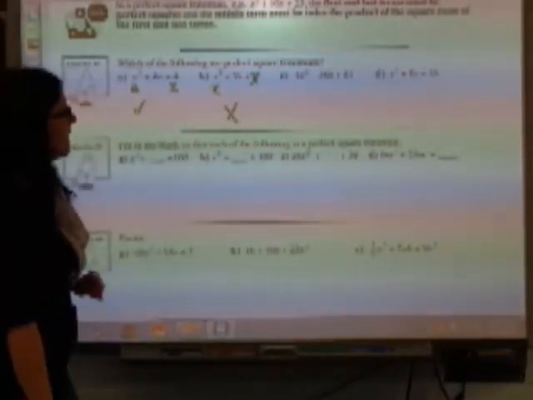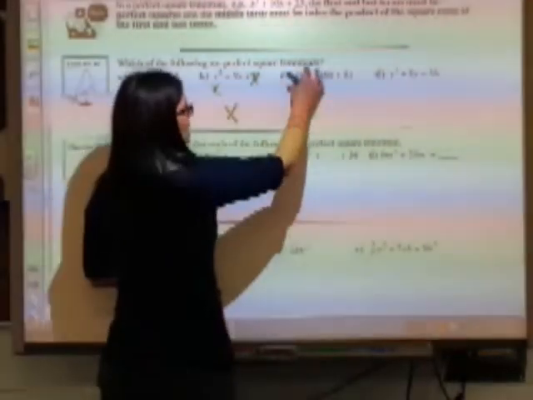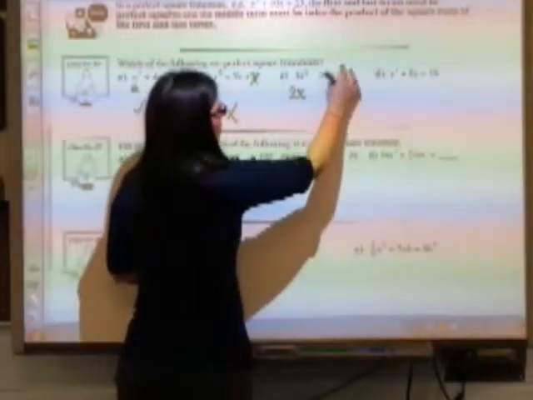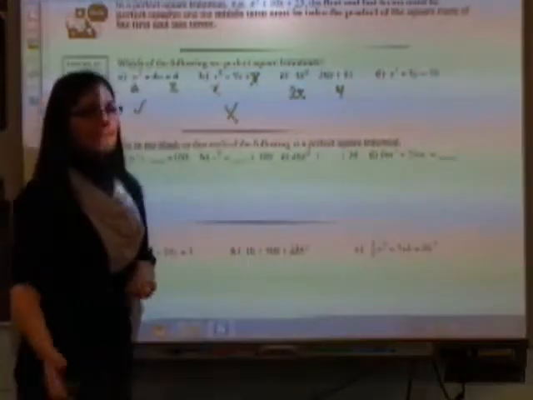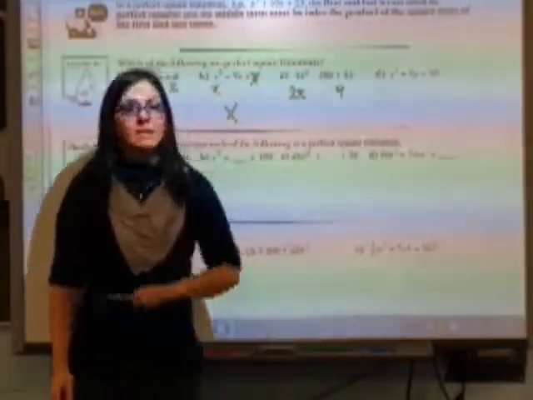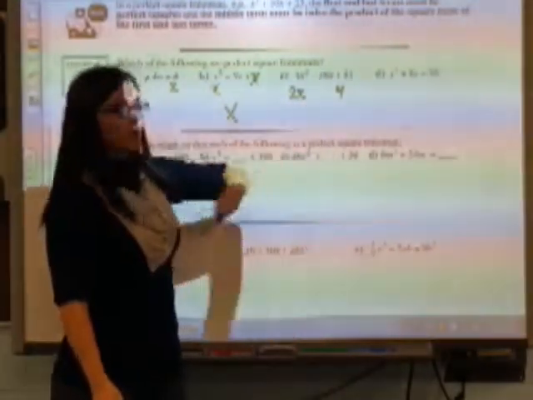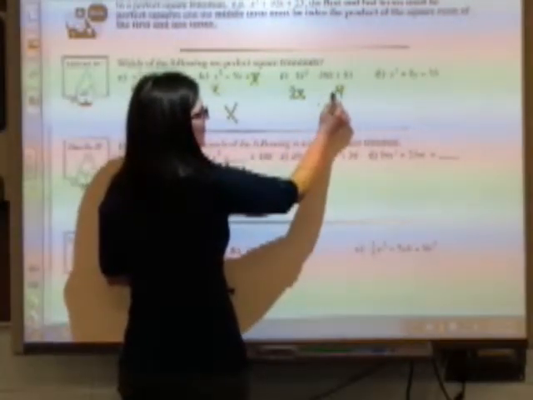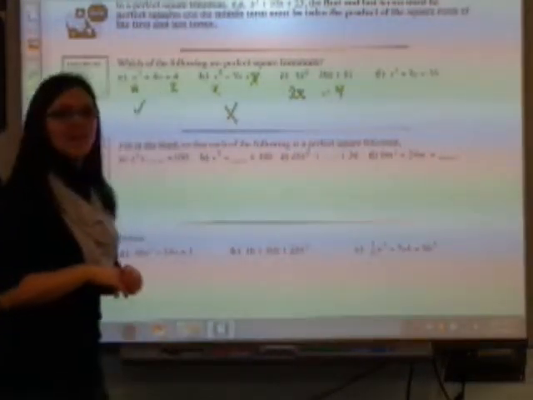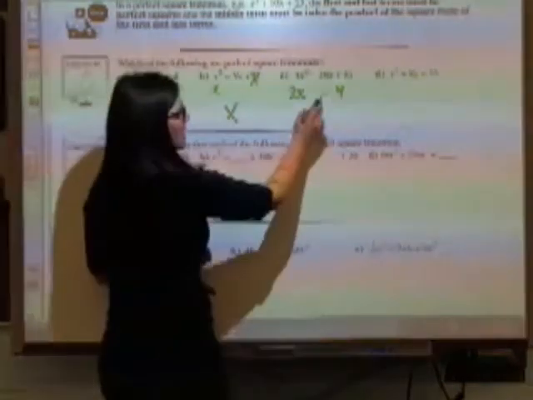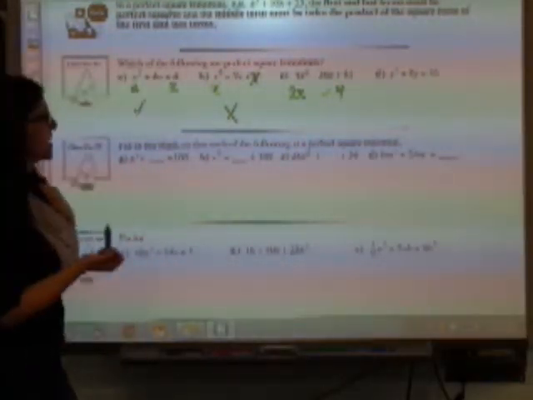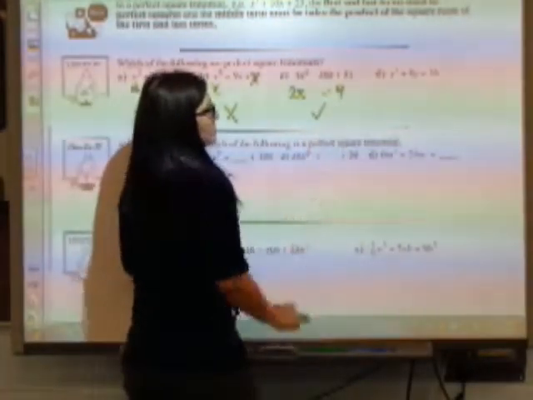So we look at C. Can I square root 4x squared? Yep. Can I square root 81? Yep. 2 times 9 is 18. Double it. Do I get 36? Yes, I do. To get a negative 36, I'd make that a negative 9. Negative 9 times negative 9 will still equal a positive 81. So this is a perfect square.